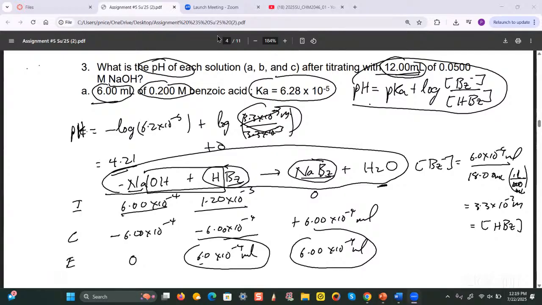Let me clear this and scroll down to the B part. So let's see what the B part says. Okay, so the B part says this time you're adding 6.00 mL of the 0.200 M acetic acid. Now, we know what the number of moles of sodium hydroxide is because we did a calculation from the first part.